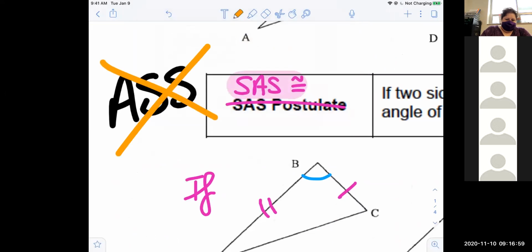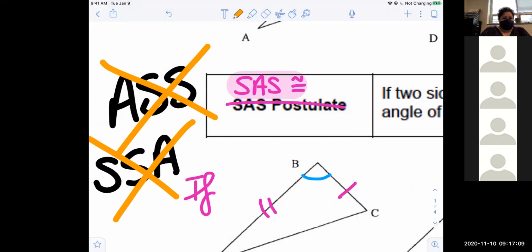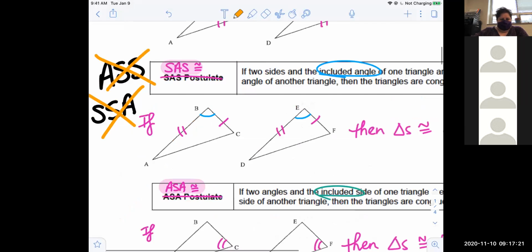Huh? I said, can you remember that? Also, side side angle, not a thing. That means that if I give you two sides and a non-included angle, there's not only one way to put them together to get a triangle. There is a website I can go to and show you that, but we'll deal with that later.